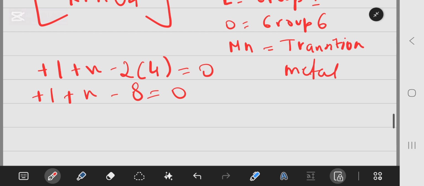-8 plus 1 is -7. So x minus 7 is equal to 0. So x is equal to plus 7.